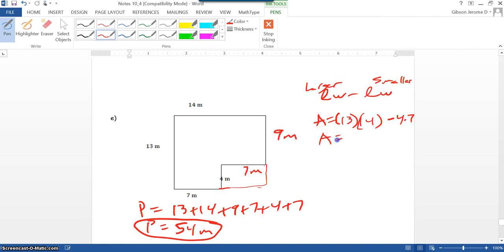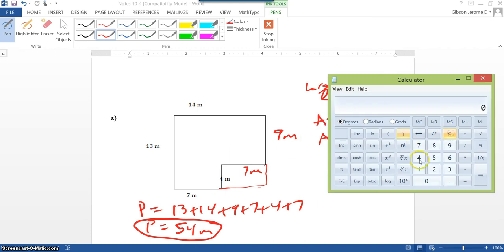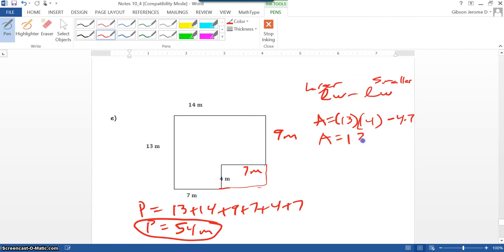So we have 13 times 14, which we could use our calculator. 13 times 14 will give us 182. So it'll be 182 minus 28. So the area is equal to 154 square meters. And that is our final answer. And we're done.